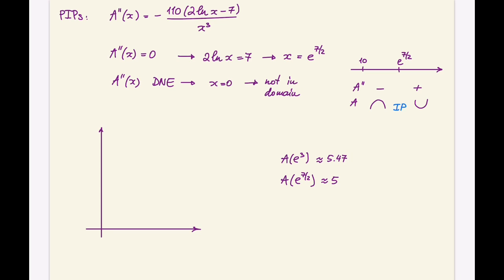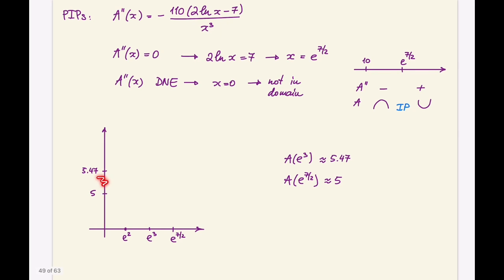Okay, so my important points to include are my intercept, which again on the previous graph I discovered to be e squared, but I'm going to put it on the graph just so that I can actually start my graph somewhere. I will then have e cubed as my local max, and I have e to the power of 7/2 as my inflection point. And I know that my points of interest here are at approximately 5 and 5.47. Okay, pardon the slight issue with the actual scale here.